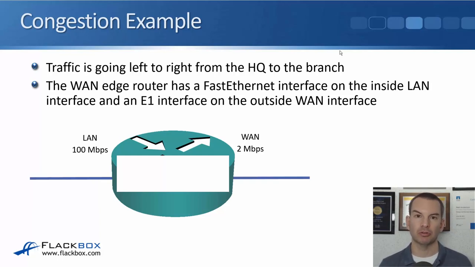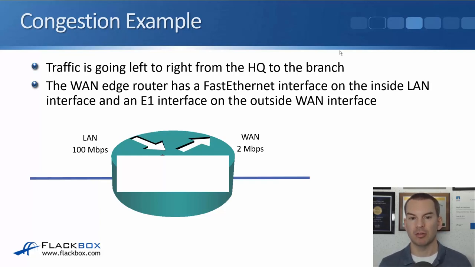It's possible for traffic to be coming in at a rate up to 100 megabits per second, but the router can only physically send traffic out at a rate of up to 2 megabits per second. So if traffic is coming in at a rate higher than 2 megabits per second, the router can't send it out as quickly as it comes in, and it's going to have to queue those packets up.